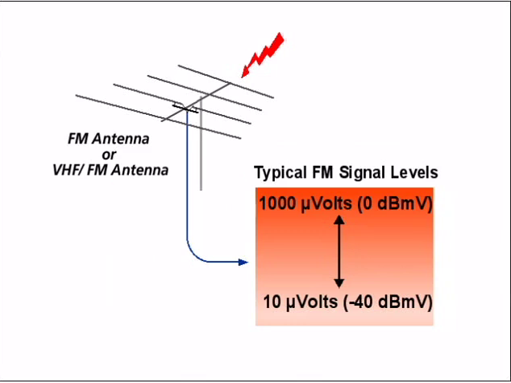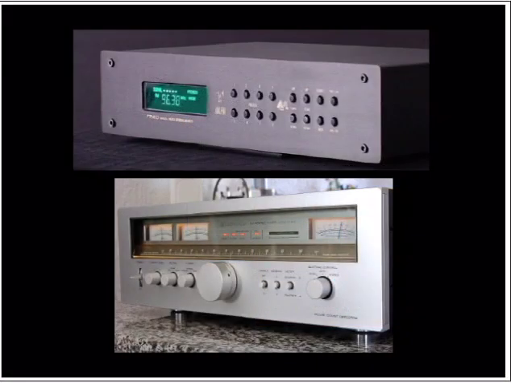FM receivers are more sensitive, typically requiring less than 10 microvolts for full quieting reception, 100 times less than a video signal. However, FM receiver performance varies drastically, and price is not an indicator of better performance. We recommend using a dedicated FM tuner that has a full quieting sensitivity spec of not more than 5 microvolts.